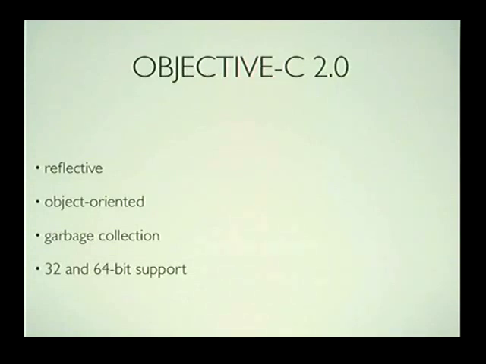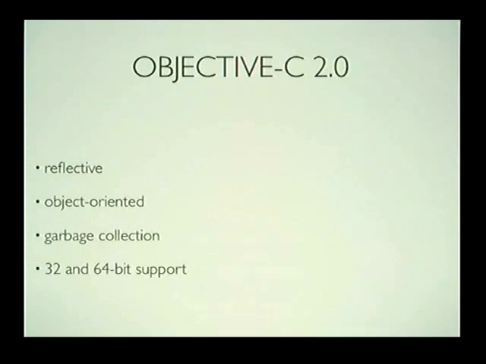If you look at Objective-C 2.0, it's a language that's reflective, object-oriented, has garbage collection, and has 32 and 64-bit support. It kind of looks like Ruby because Ruby has the same features. Ruby is reflective. It's also object-oriented. It has garbage collection. So Objective-C and Ruby are pretty similar in a lot of different aspects.